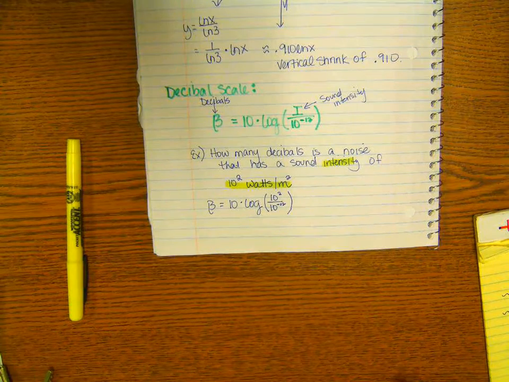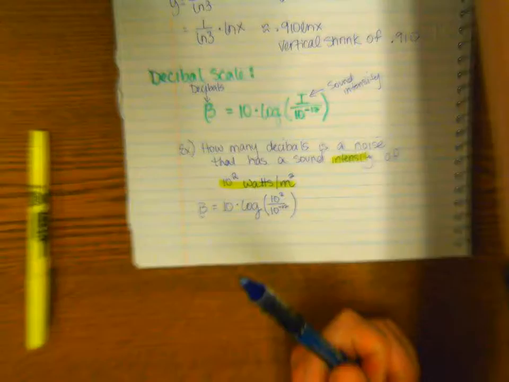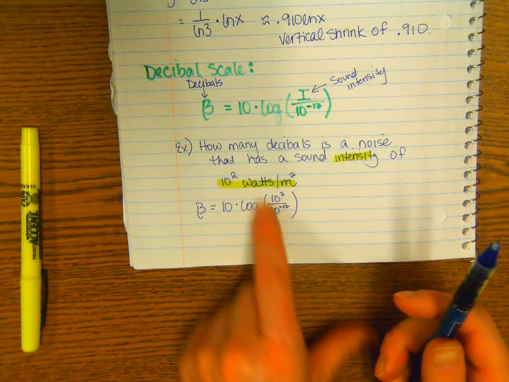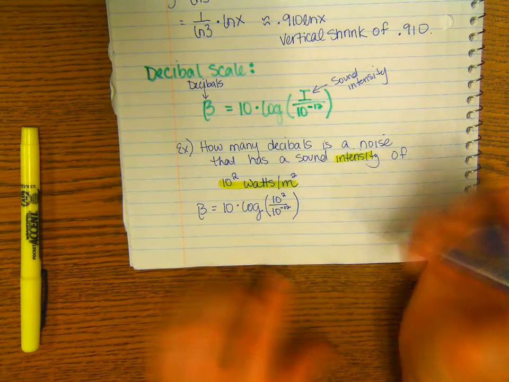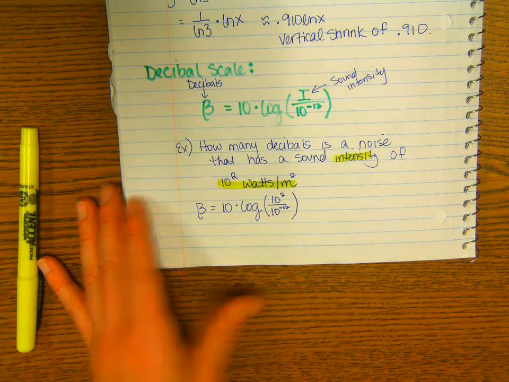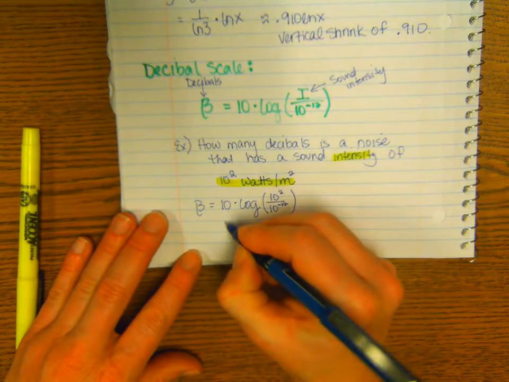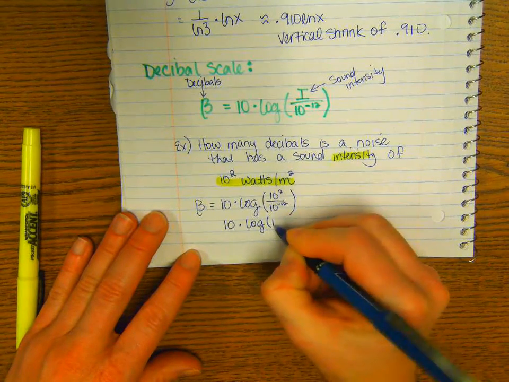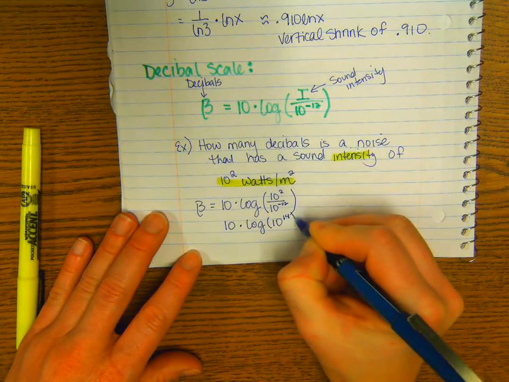Okay, so this is how I'm going to do this in my head, or by hand. Do you see these are both bases of 10? So we can subtract the exponents. What's 2 minus a negative 12? 14. So this is 10 times log of 10 to the 14th.